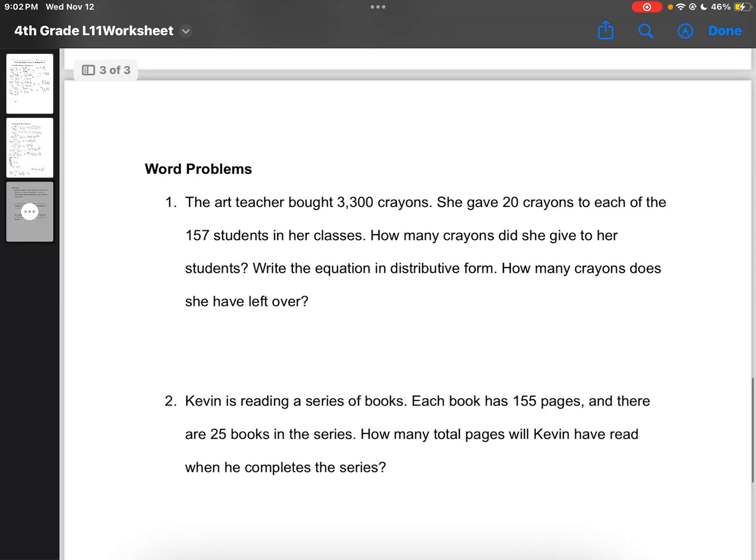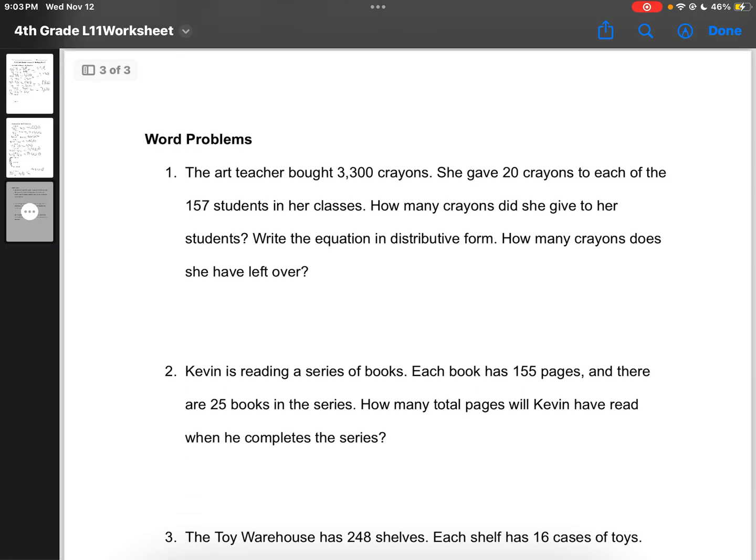Next, we've got word problems, so it should be pretty easy. Over here it says the art teacher bought 3,300 crayons. She gave 20 crayons to each of the 157 students in her class. How many crayons did she give to her students? Write the equation in distributive form, and how many crayons does she have left?